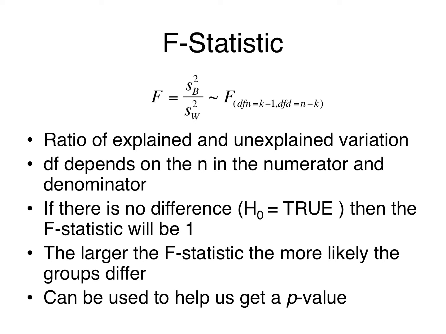Remember though, ANOVA only allows us to conclude that either we don't have evidence to believe that there is a difference in means, if we fail to reject the null hypothesis, or we have evidence to believe that at least one mean differs from the others if we reject the null hypothesis.